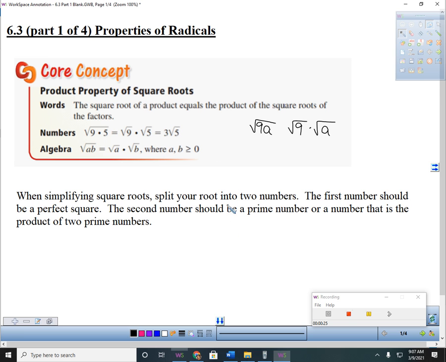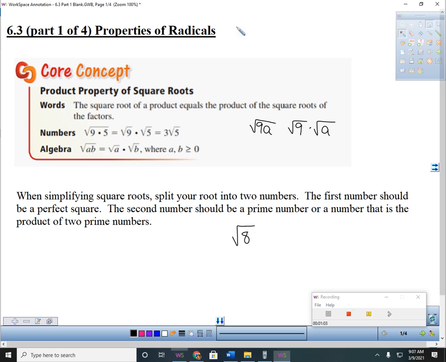So a simplified radical means that you can't simplify it any further. So the number underneath a square root needs to be a prime number or a number that's a product of 2 prime numbers. So for instance, let's say I had 8 under a square root. 8 is not a prime number.